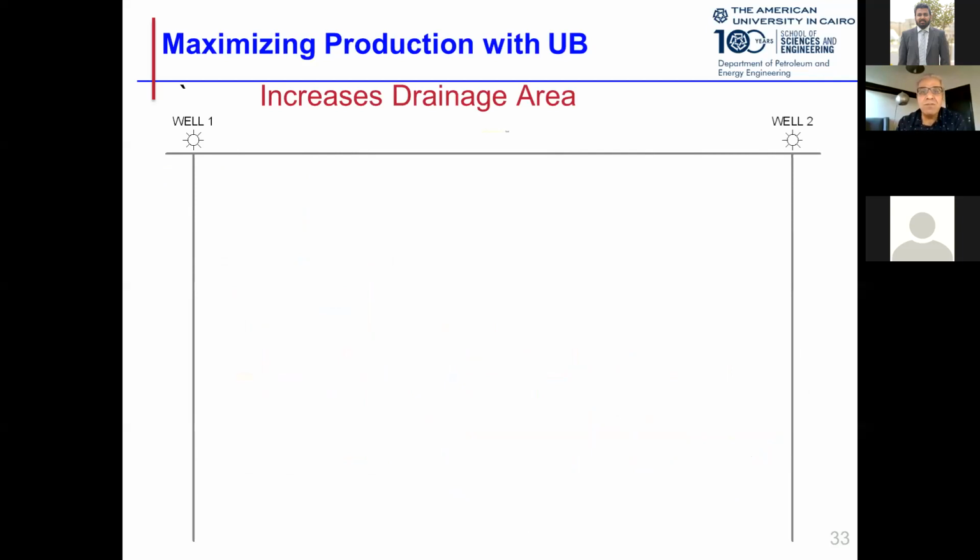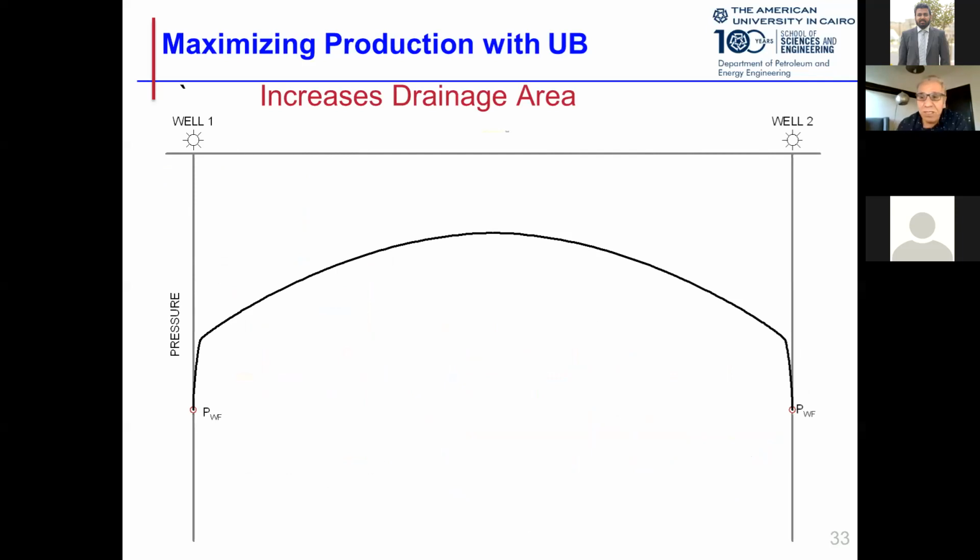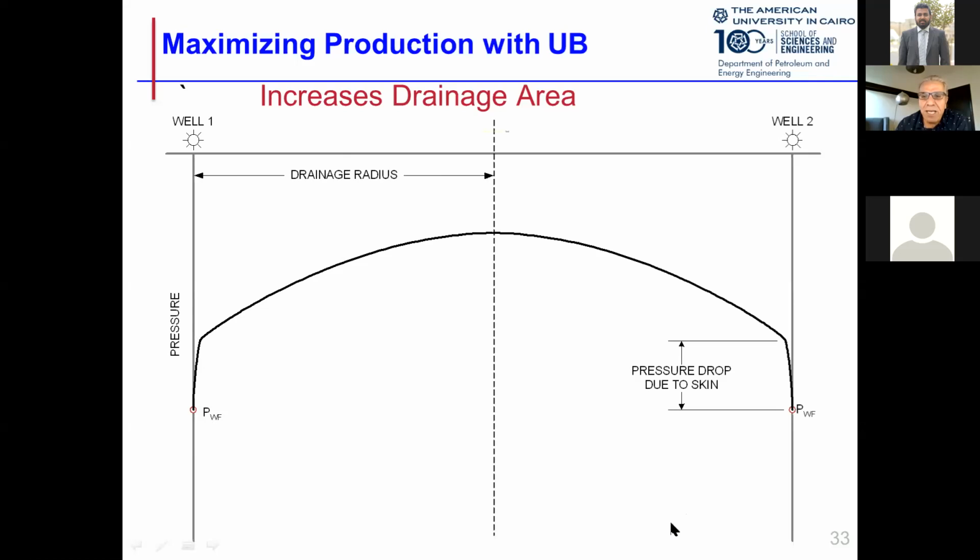Other reason, guys, why underbalance is good to use, because it does increase the drainage area. Now in here, what you see are 2 wells, okay? The well on the left and the well on the right, and there is a distance between them. And this is a pressure distribution here. There is a significant drop in the vicinity of the well and on both sides, where the drainage area shared between these 2 wells is equally divided.